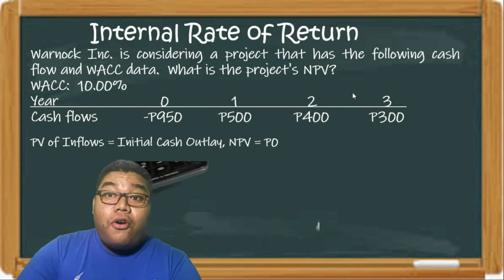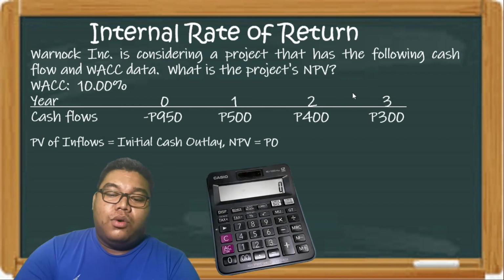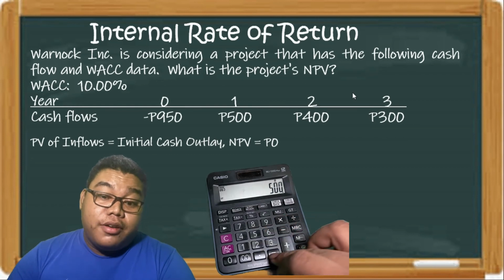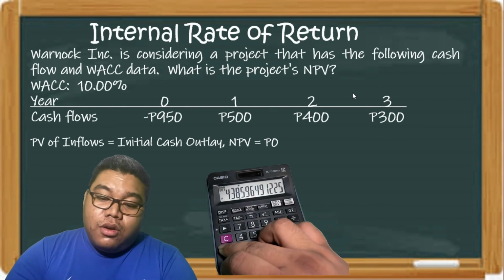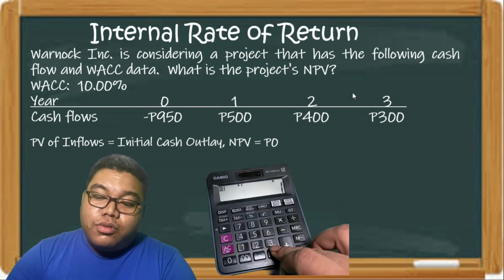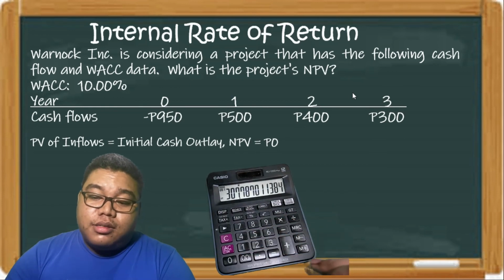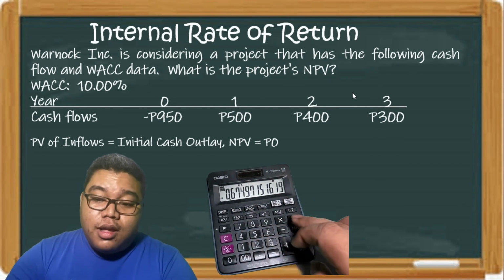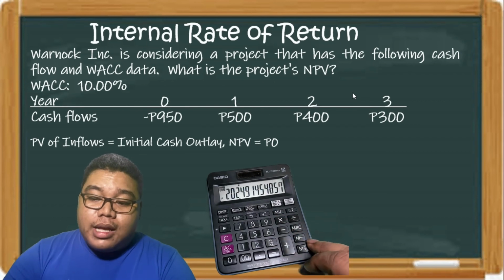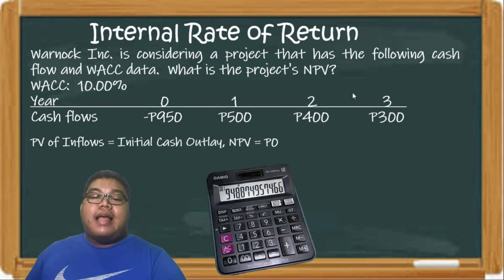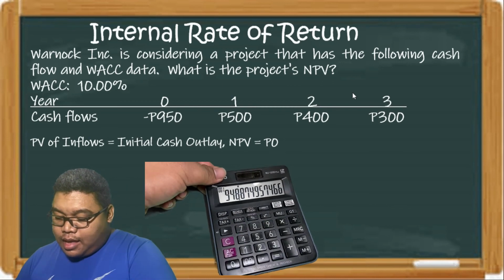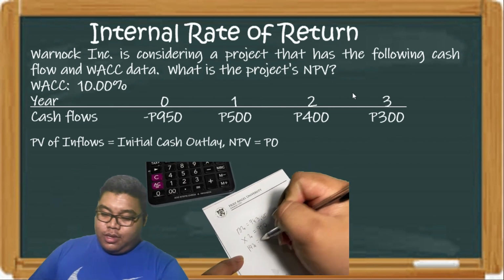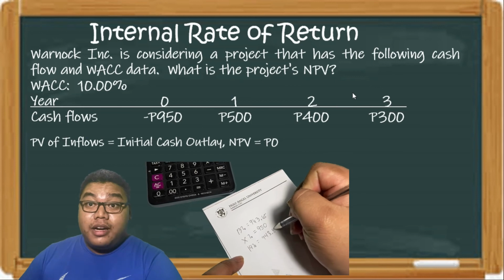So let's try 14%. So 1.14 raised to negative 1 times 500, you'll get 438.59, memory plus, 1.14 raised to negative 2 times 400, memory plus, and then 1.14 raised to negative 3 times 300, memory plus. Then if you memory recall, it is 948.87 at 14%.